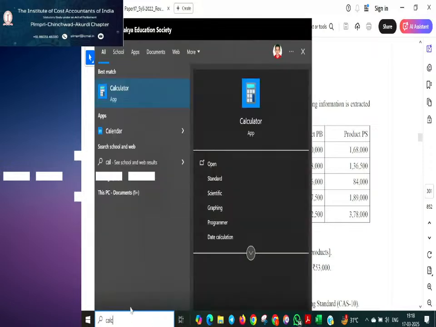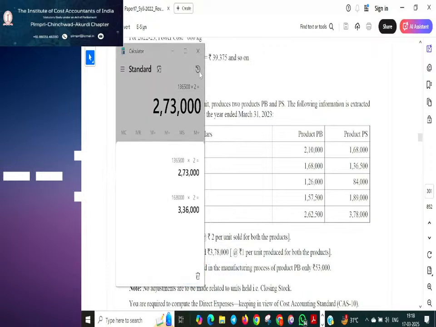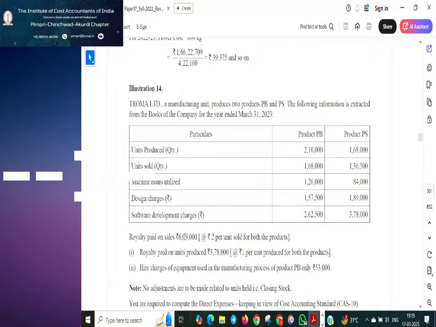So if I put it in a calculator, 1,68,000 into 2 is 3,36,000, then 1,36,500 into 2 is 2,73,000. So if I add 2,73,000 plus 3,36,000 it comes to 6,09,000, which is exactly the same. So this is how I am going to split my royalty paid on the basis of sales to both the products separately.